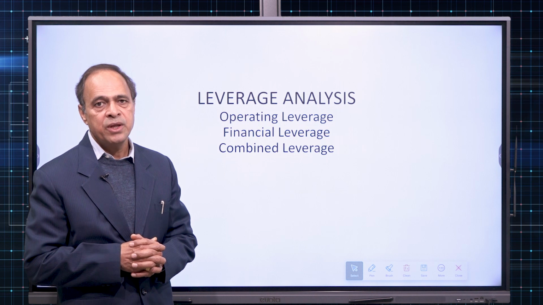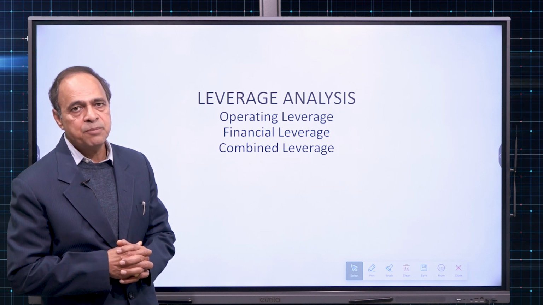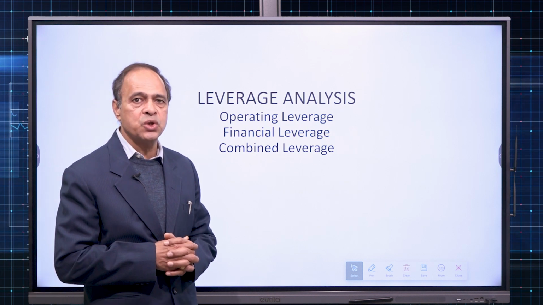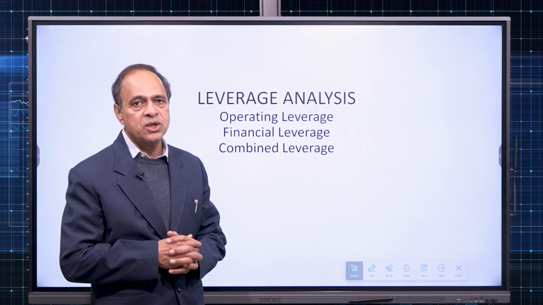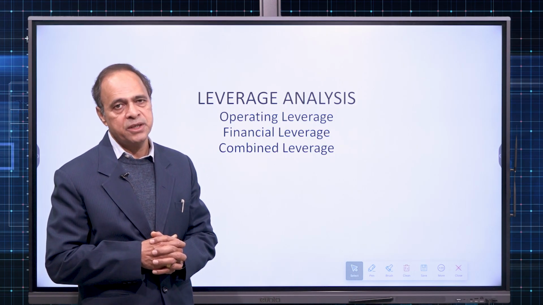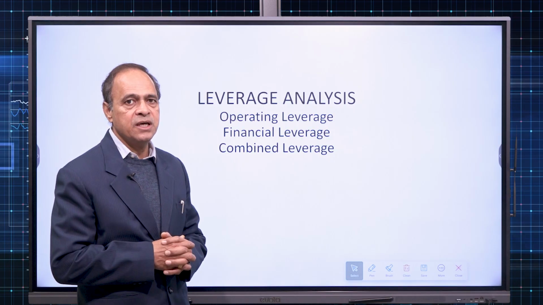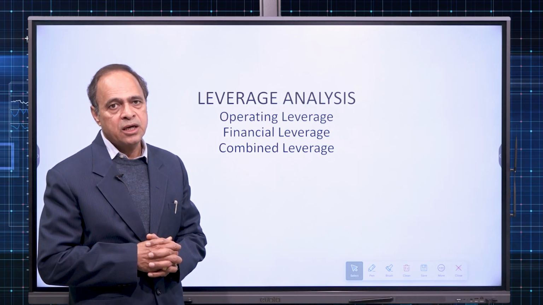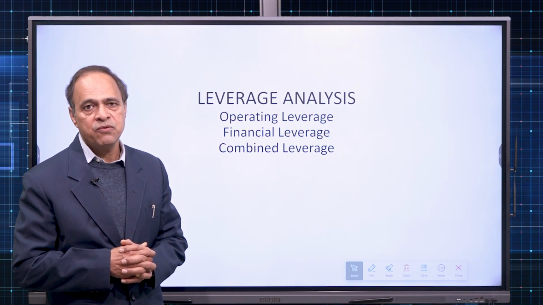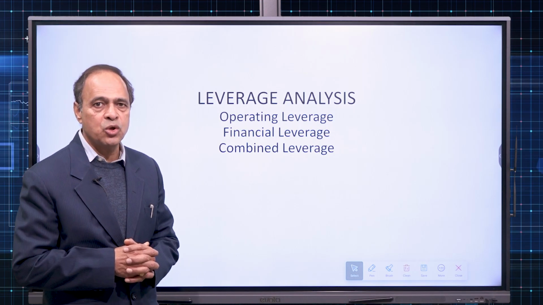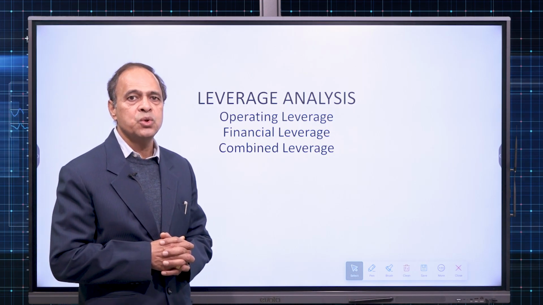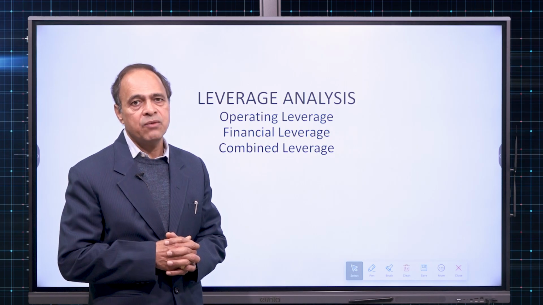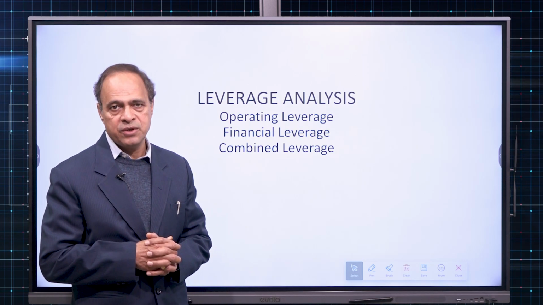Operating leverage originates from the component of fixed cost element in the total operating cost. That means a company having a larger proportion of fixed cost in its total operating cost is subject to high operating leverage, high operating risk. And vice versa is also true. A company having a low component of fixed operating cost in the total operating cost is subject to low operating risk and will have a low degree of operating leverage.